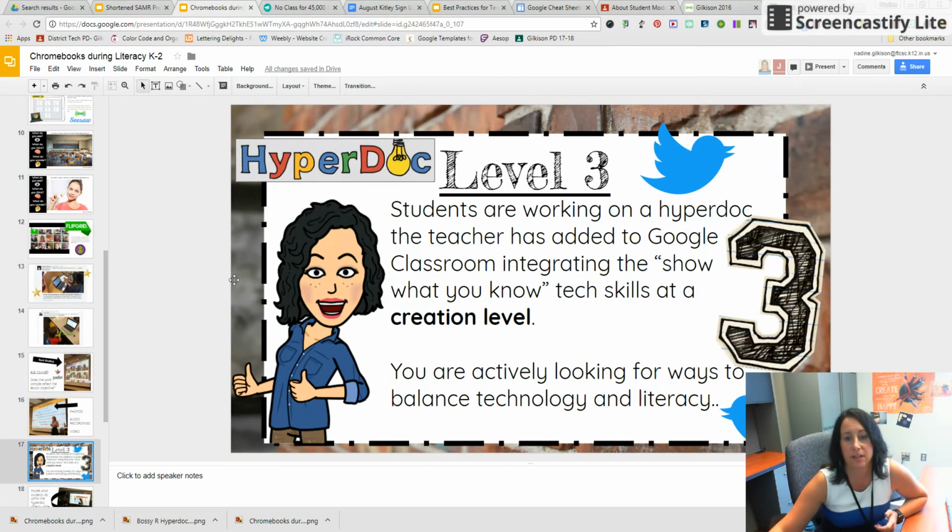When you are ready for level 3, then that's when you're ready to start doing hyperdocs with your classroom. And when you're doing hyperdocs, those students are at a show what you know level, and they're definitely going to be doing creation, because if you know what a hyperdoc is, then you know that at the end of the hyperdoc, the student has to apply what it is that they've learned. You also know that you're at level 3 because you're actively looking for ways to balance technology and literacy.